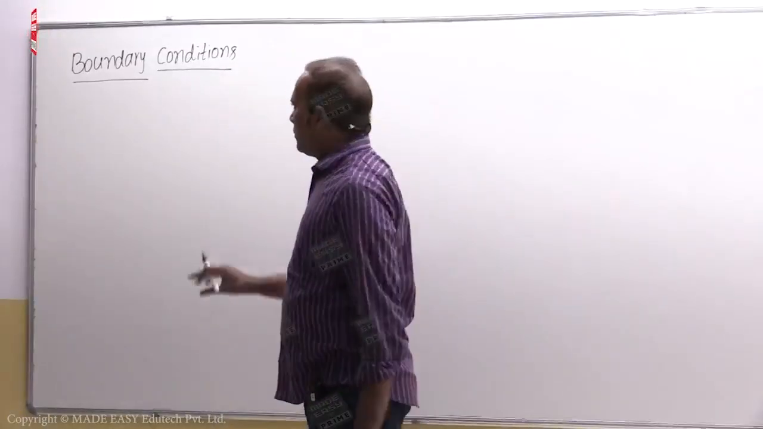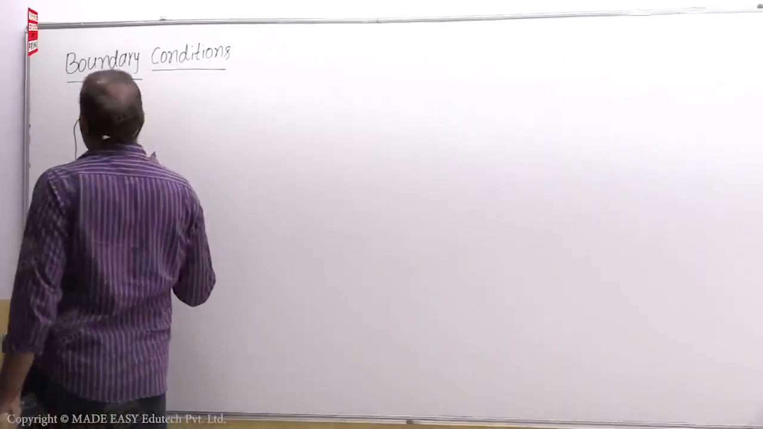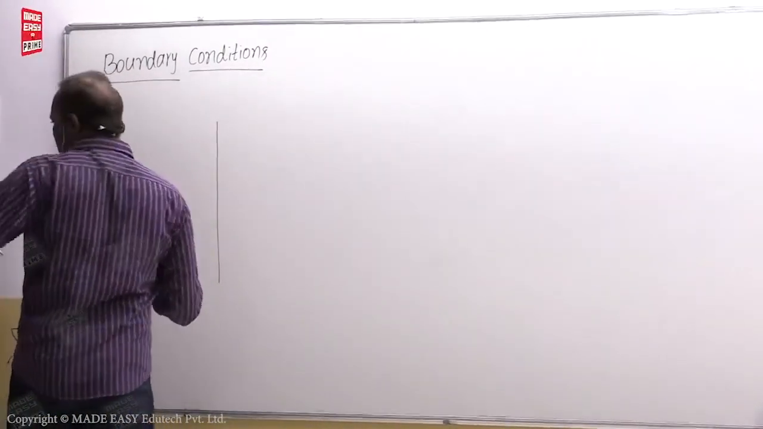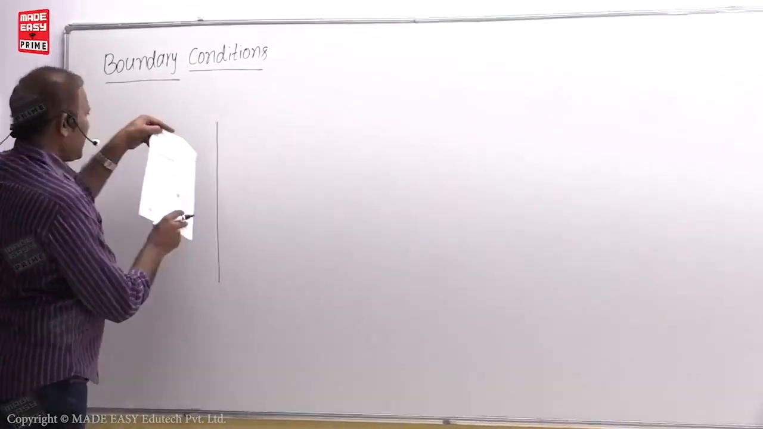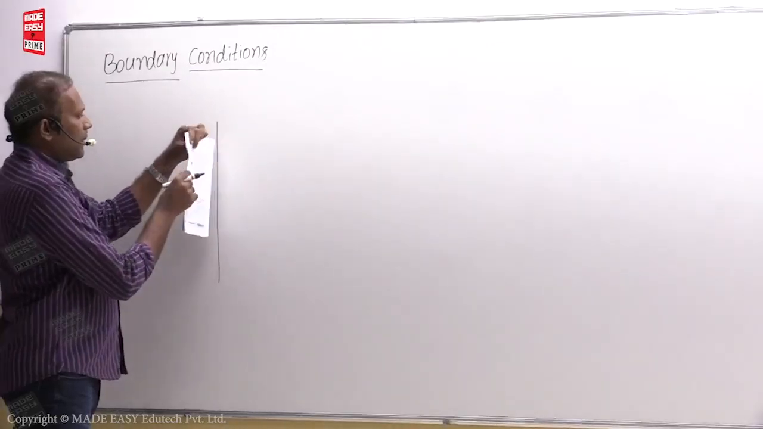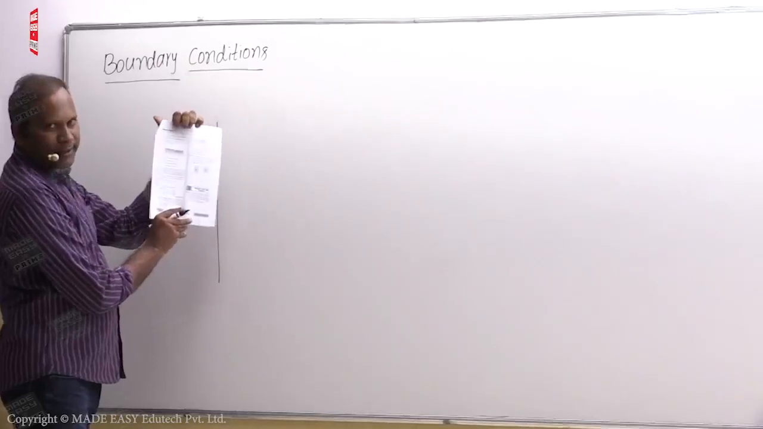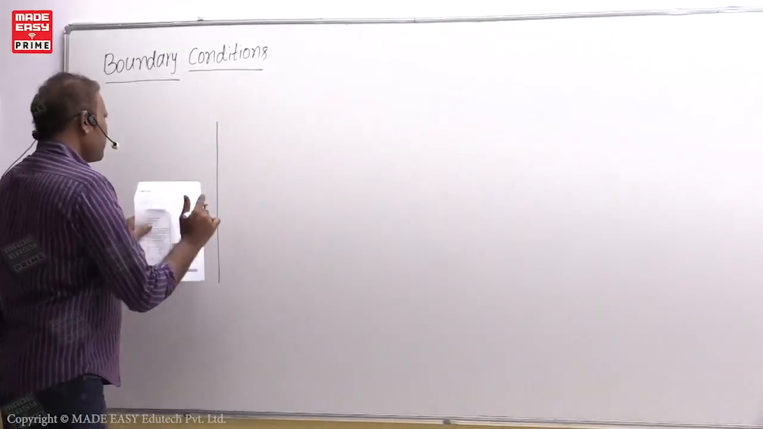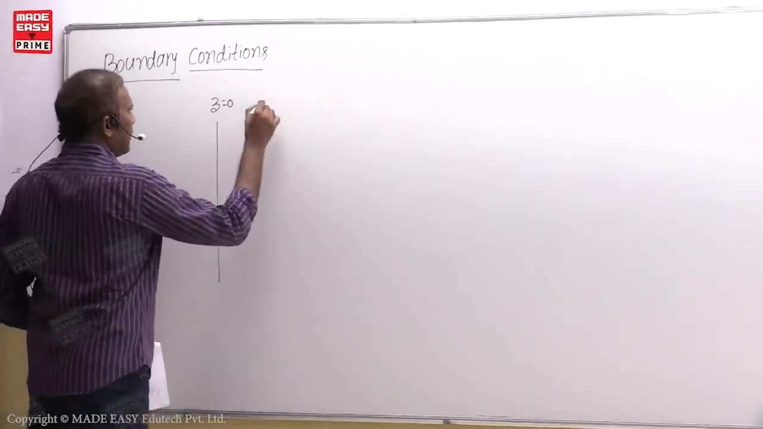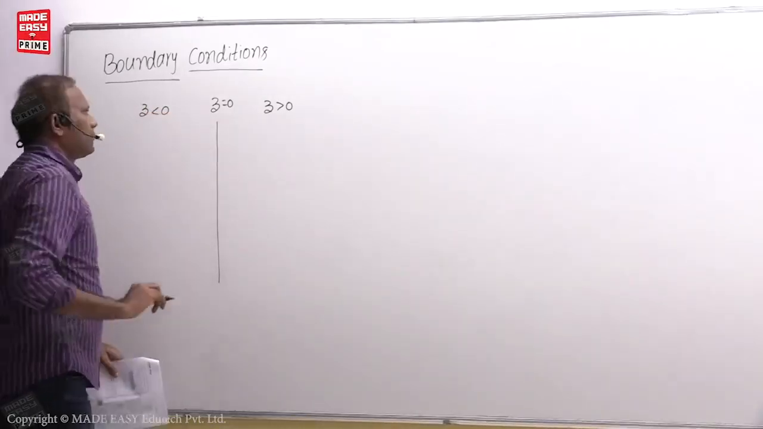So dear students, now let us discuss boundary conditions. For example, here there is one surface like this. This is a surface. From the front side it looks like a line, but actually this is a surface. So let us say this is the z is equal to 0 surface, or otherwise the xy plane. Then this is z greater than 0, this is z less than 0. Okay.